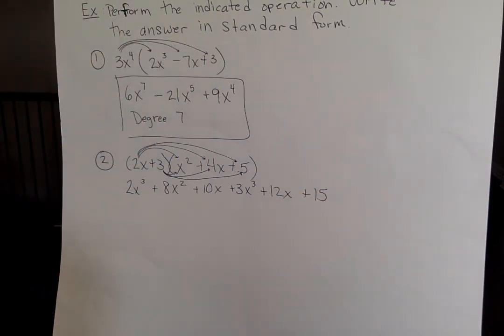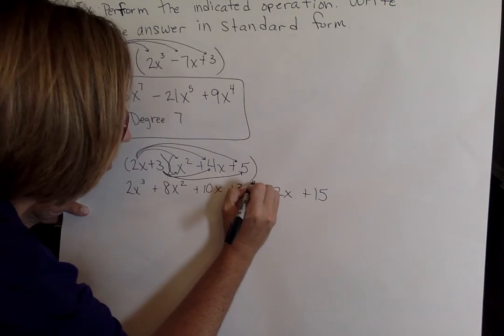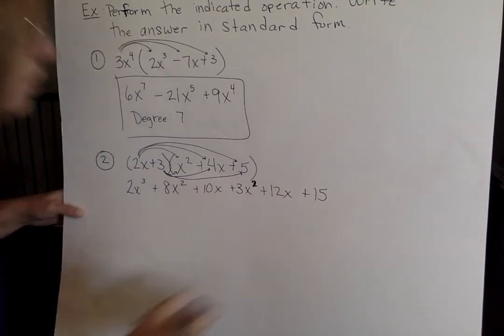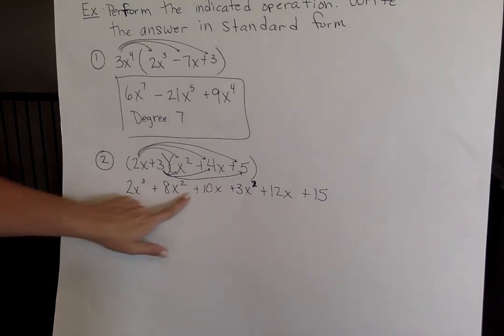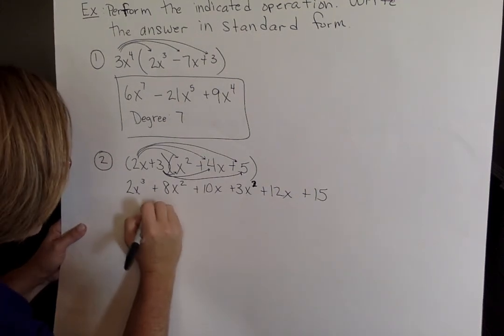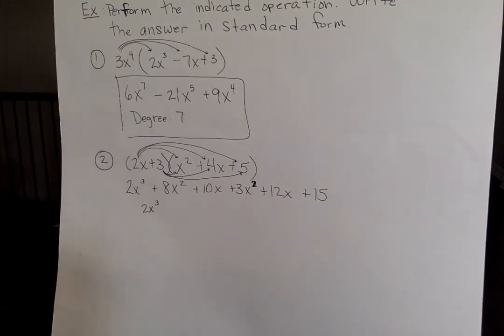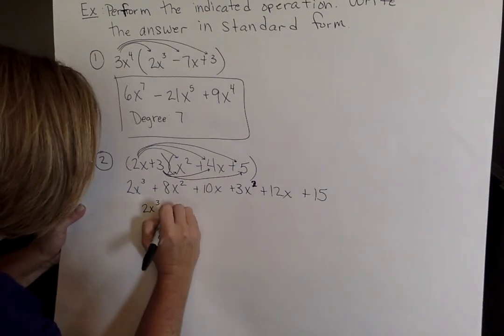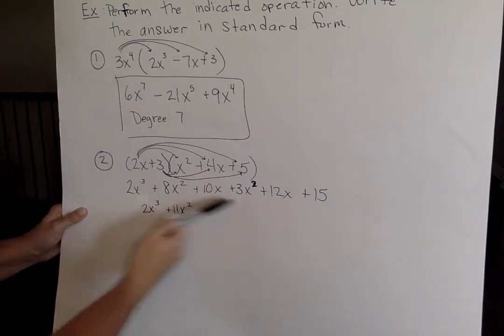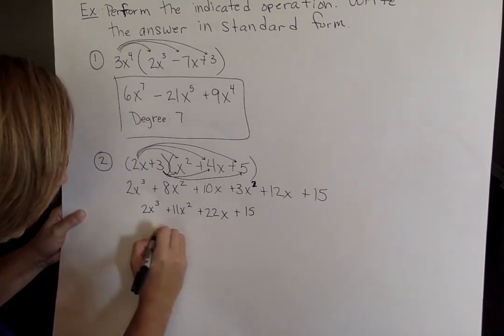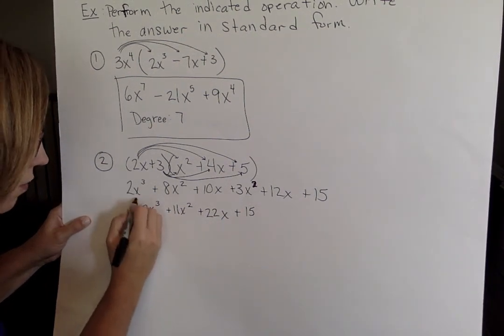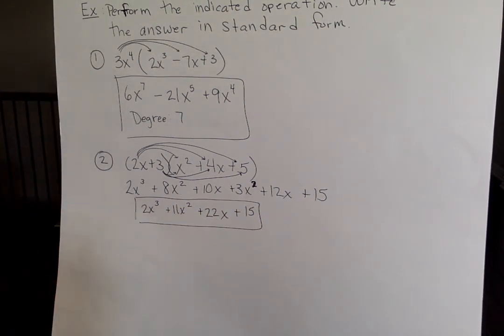Of course, we would not want to leave our answer like this. We need to go ahead and combine some like terms. This should be x squared, I apologize. There it is. And then make sure that we have it in standard form. So I have 2x cubed, and I have no other x cubed terms, so 2x cubed is the first term. Then we have 8x squared. We also have 3x squared. That's 11x squared. We have 10x plus 12x, which is 22x. And we have 15 at the end. This is in standard form, and the degree of this polynomial would be 3. That's the highest power of x that we have.